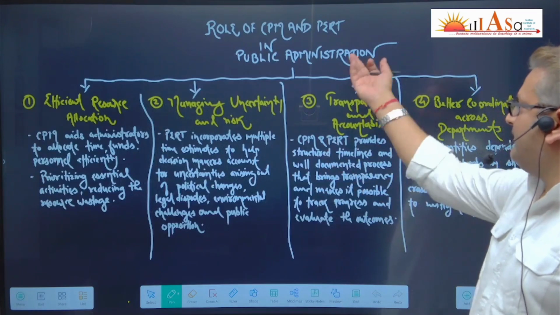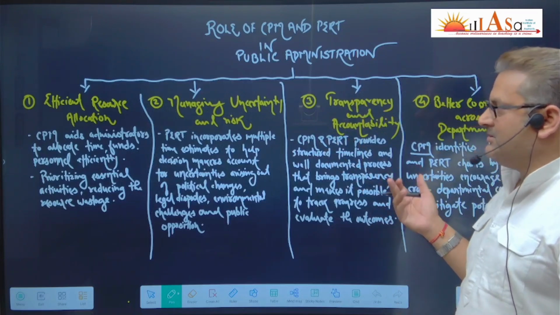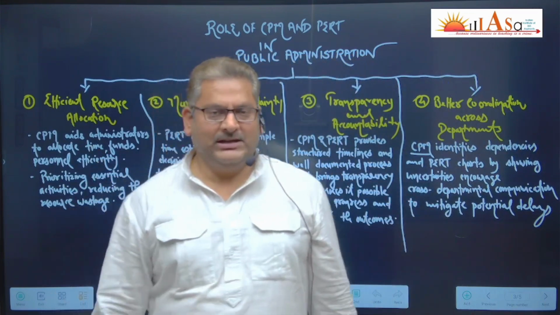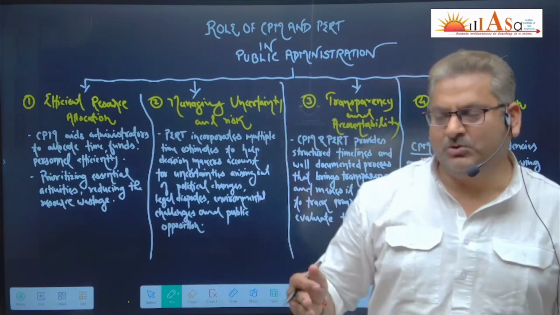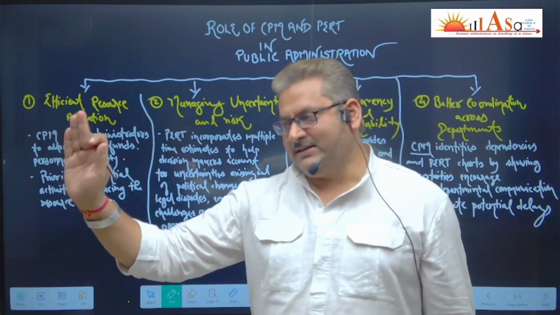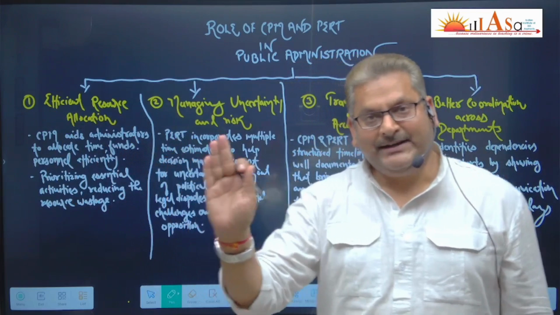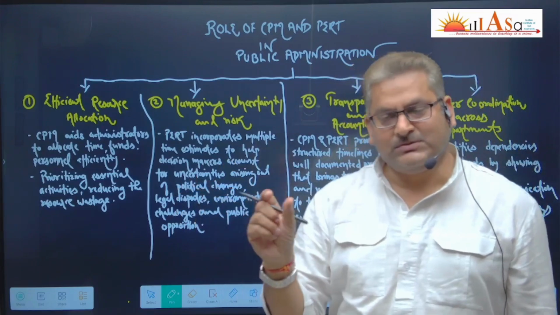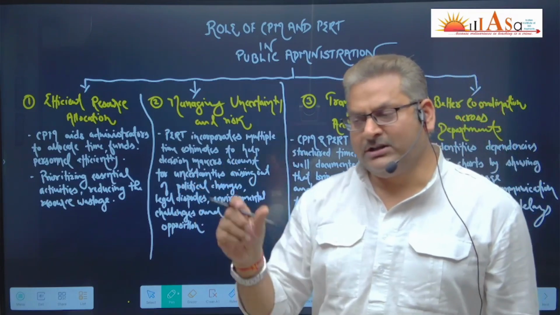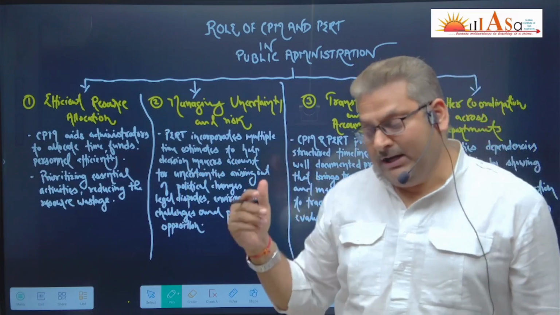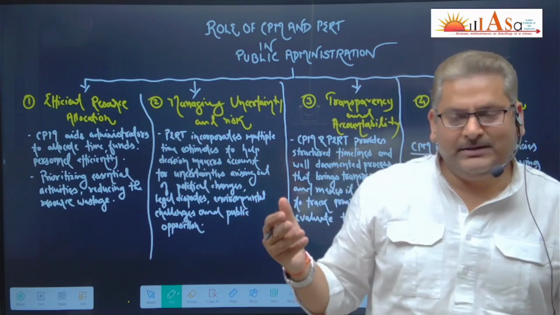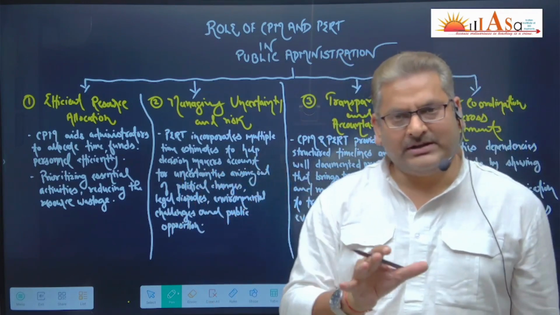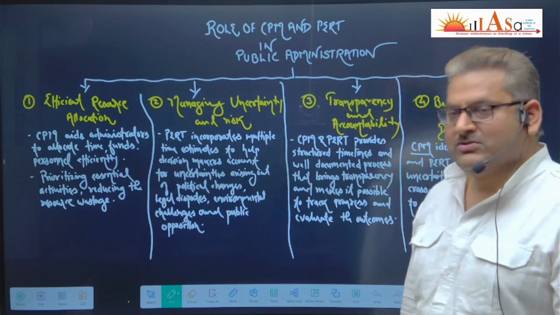Then you have the role of CPM and PERT in public administration. It's simple: efficient resource allocation. CPM, the Critical Path Method, facilitates efficient allocation of resources. You identify the critical path, the longest sequence of dependent activities, and within that sequence you can easily identify which activities are more important and more critical compared to others. Accordingly you can allocate resources: time, funds, money, personnel, human resources. In this way you can go for efficient resource allocation.